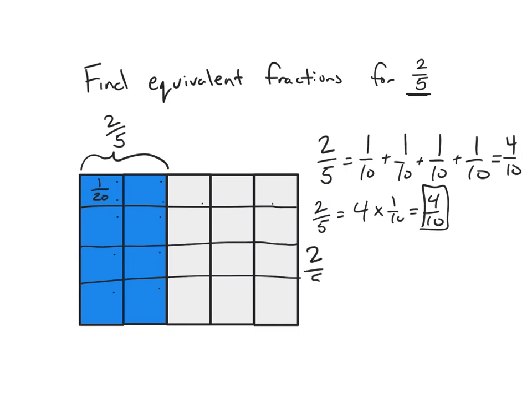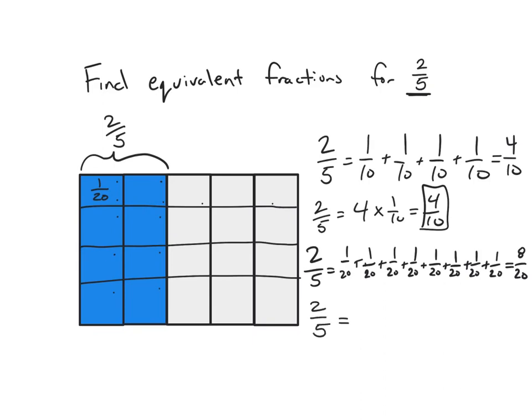So I know that 2/5 is equal to, this is going to be a big addition sentence here, 1/20th plus 1/20th plus 1/20th plus 1/20th plus 1/20th plus 1/20th plus 1/20th plus 1/20th. It's a lot of 20ths. So that's all, of course, equal to 8/20ths. Or the simpler way would be a multiplication sentence to show that 2/5 is equal to 8 copies of 1/20th, which is 8/20ths.